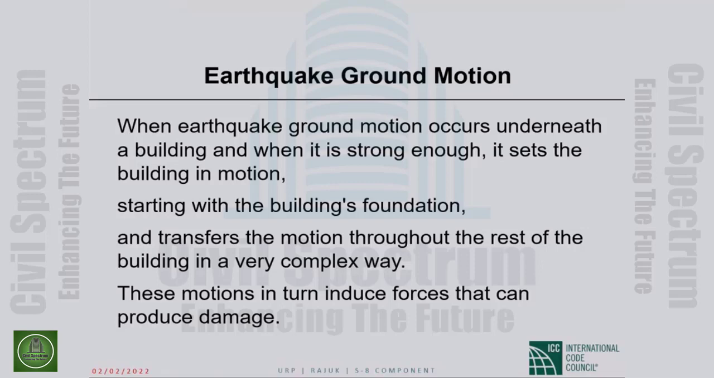These motions in turn induce forces that can produce damage. So when a building moves, obviously there are deflections. You take the first derivative of deflection, that is velocity, and you take another derivative of the velocity, or the second derivative of the displacement, you get an acceleration. So when a floor of a building is experiencing deflections because of the motions that we are talking about, there is associated with that deflection a velocity and an acceleration. Acceleration times mass is a force. So there are forces generated as a result of these movements, and the forces obviously can cause damage.